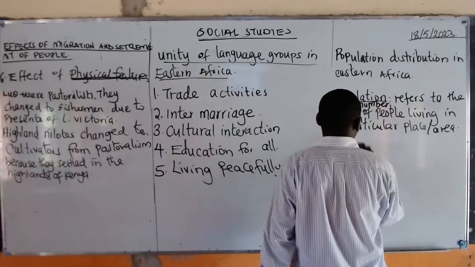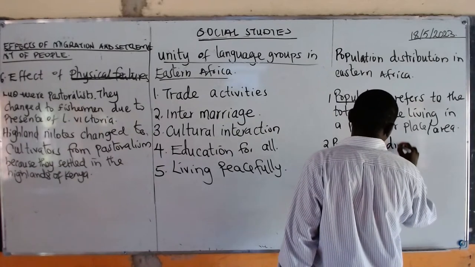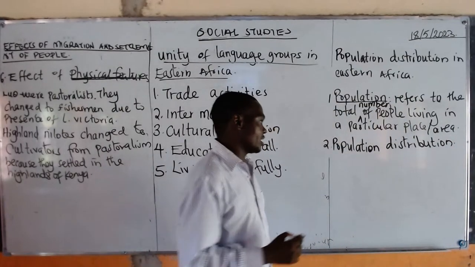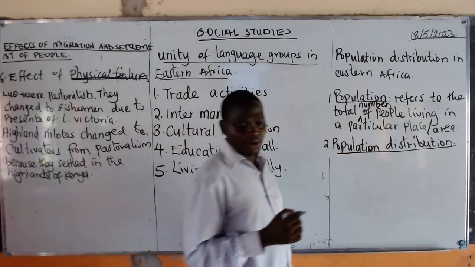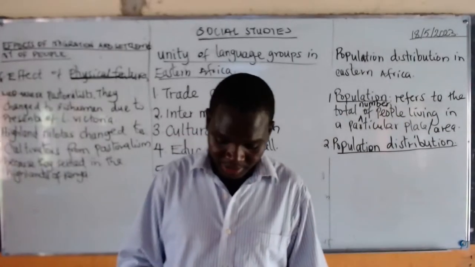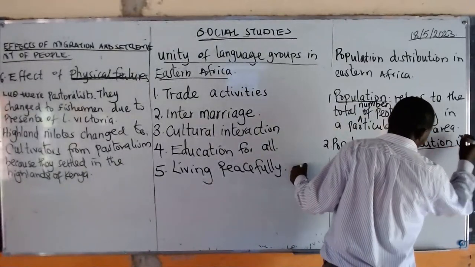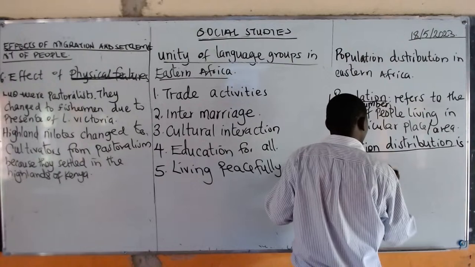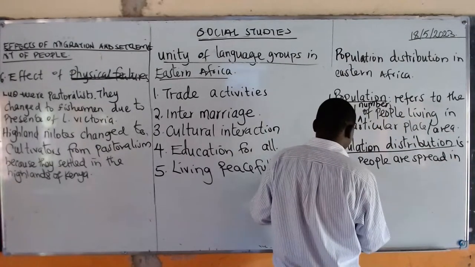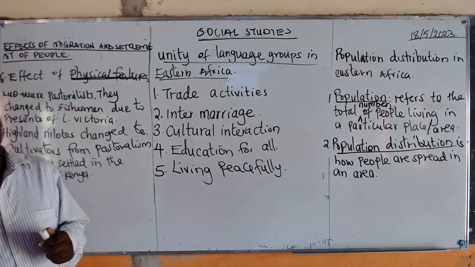Number 2, we have another term called population distribution. What is population distribution? Population distribution is how people are spread in an area. It's how people are spread in an area.